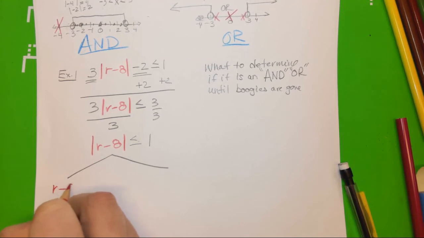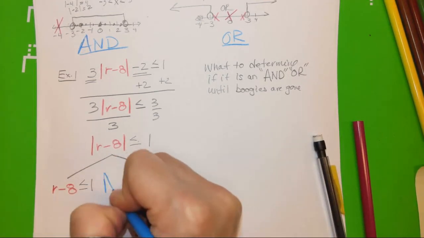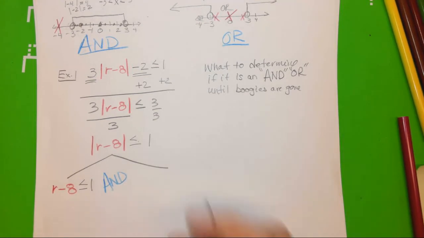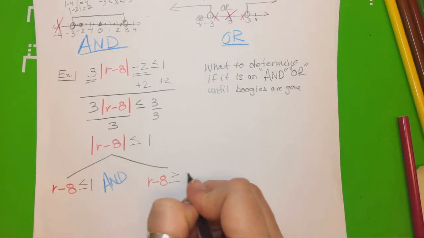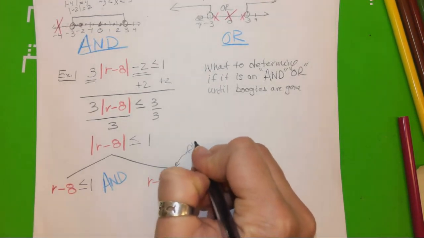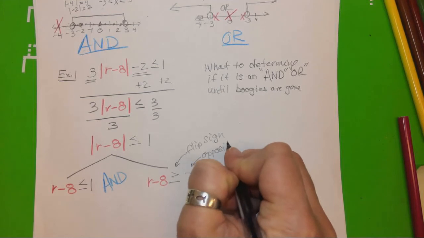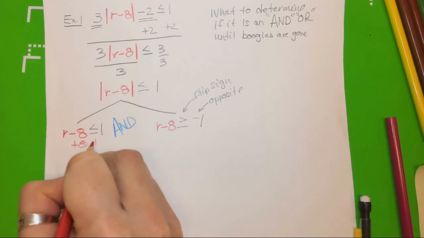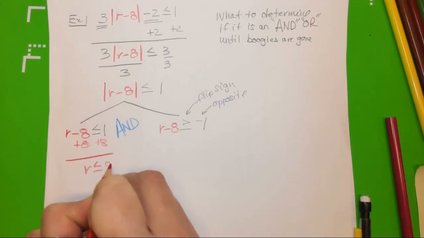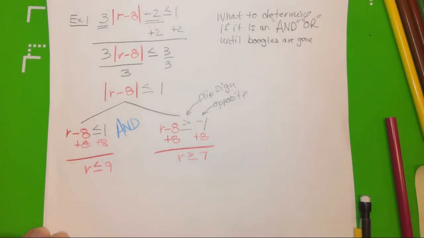We have r minus 8 is less than or equal to 1. So you keep the exact same thing. And make sure you write your and in there. r minus 8 is greater than or equal to negative 1. So we're going to flip the sign, and we're going to take the opposite of that answer. So now we're going to go ahead and solve those two little pieces. Add 8. So r is less than or equal to 9. Add 8. And so r is greater than or equal to 7.